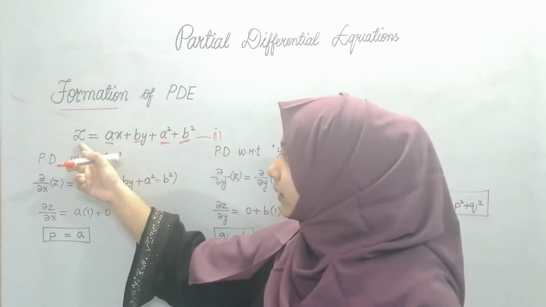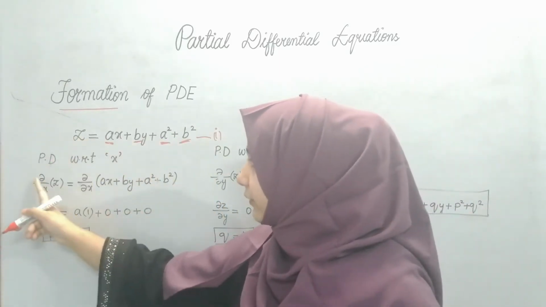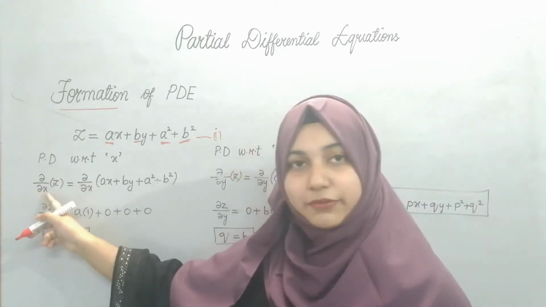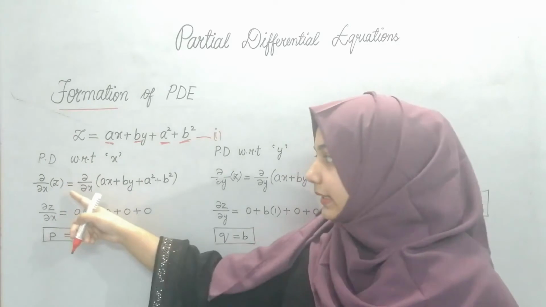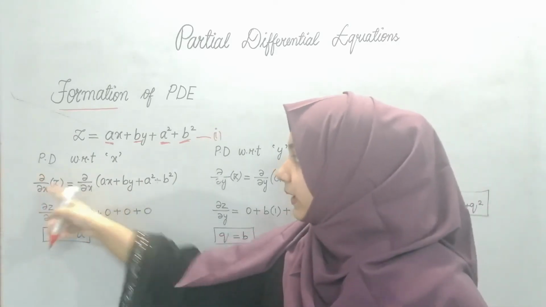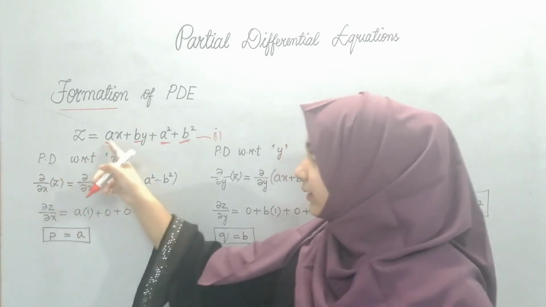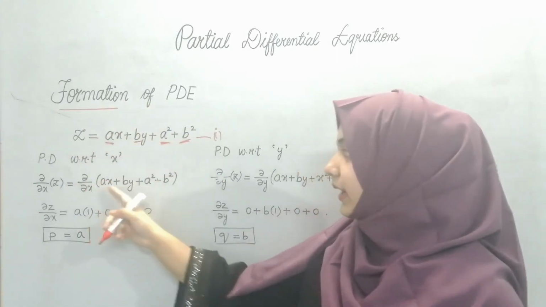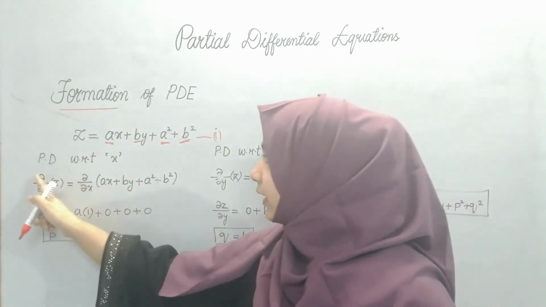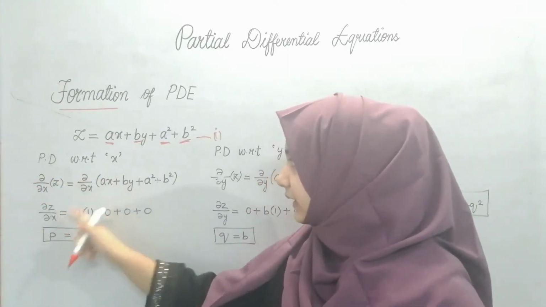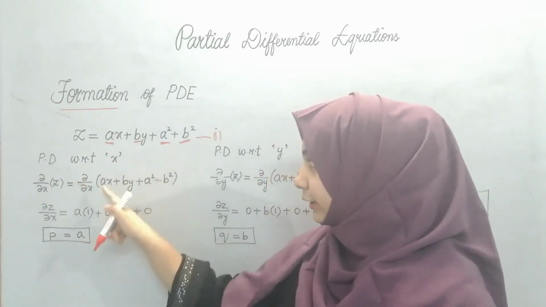Okay, so this becomes what? Partially differentiating, dou by dou x. What am I differentiating? Z I'm differentiating. So dou by dou x of z is equal to, what is z now? Dou by dou x as it is. What is z? This entire thing is z. So ax plus by plus a square plus b square. Done. Now let's do this. Dou z by dou x as it is is equal to differentiating this entire term now.